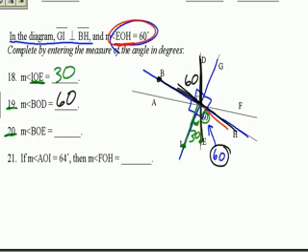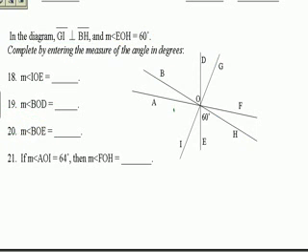Number 20. We want measure of angle BOE. So if we start at B, we go B, O, E. Now this big angle consists of a 90-degree angle here plus this 30-degree angle that we found before. So it makes 120 degrees for BOE.